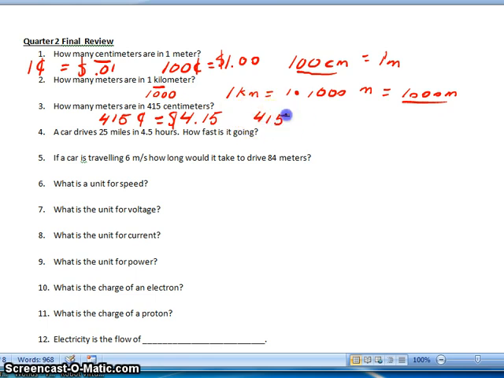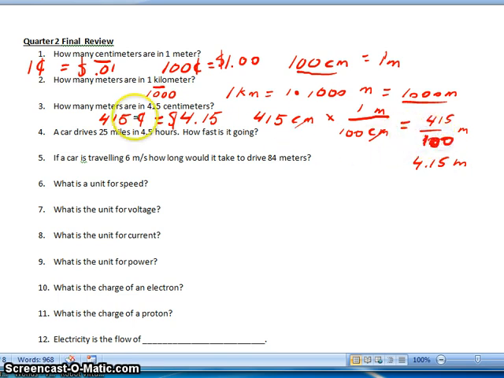Another way to do this one is with a conversion factor. You can say 415 centimeters. Now we need to multiply by a conversion factor. We want to get rid of centimeters and end in meters. Well, we know that 1 meter is 100 centimeters. Now we do the math: 415 divided by 100. Centimeters goes away, and we're left with meters. So 4.15 meters.